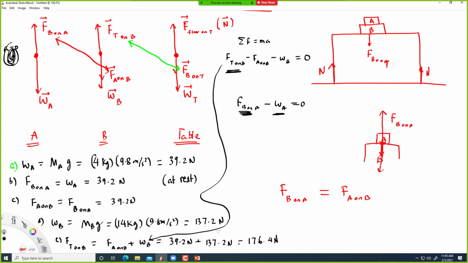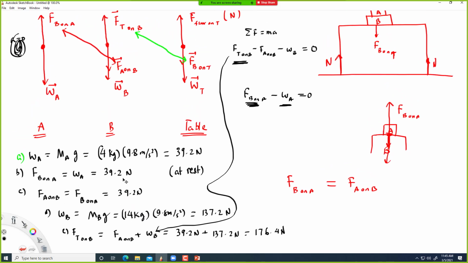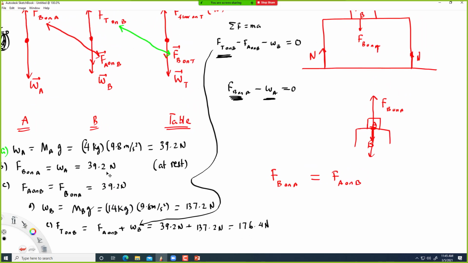Okay, so we have found 5 forces. Now we need to find 3 more. So the next one is WT, weight of the table. Weight is mass of table times acceleration due to gravity, and mass of the table is 25 kilogram. Acceleration due to gravity is 9.8. So multiply that, you get 245 Newton. So we got all these forces.